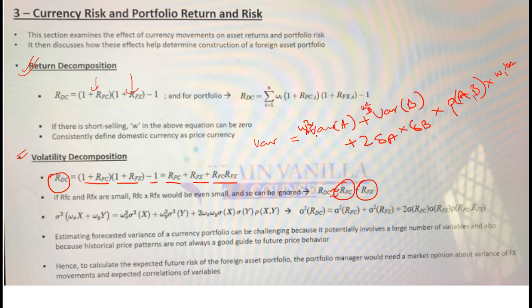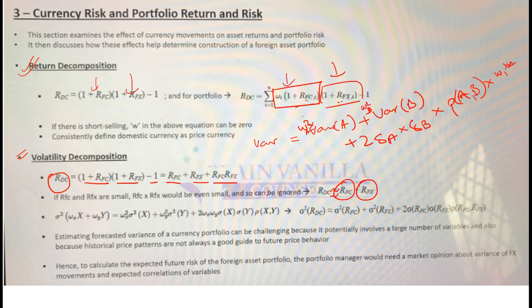So that same formula can be used in this case again. What you can do is consider both of these as separate assets. You can consider foreign currency return as one asset, and you can consider return from changes in FX as another asset. So you can do it using the same formula, and in the same formula you can put RFC and RFX as different assets.